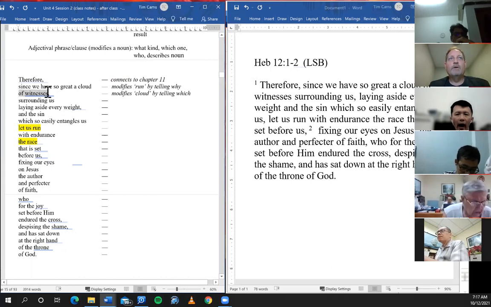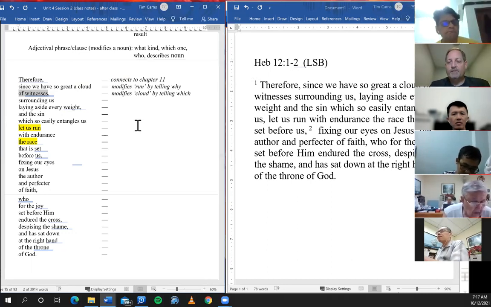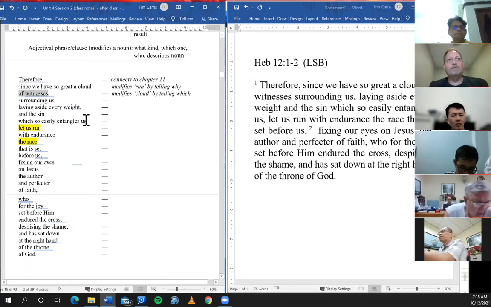The second, of witnesses, is a phrase, and that's modifying cloud. It's telling us which cloud. It's describing the cloud. It's identifying the cloud. Which cloud is it? It's a cloud of witnesses, a group of witnesses. All right. So what I'd like you guys to do at this point is take the remaining phrases and clauses, which I've set out for you, and just do the same thing. Try to identify what it's modifying and also how it is modifying.